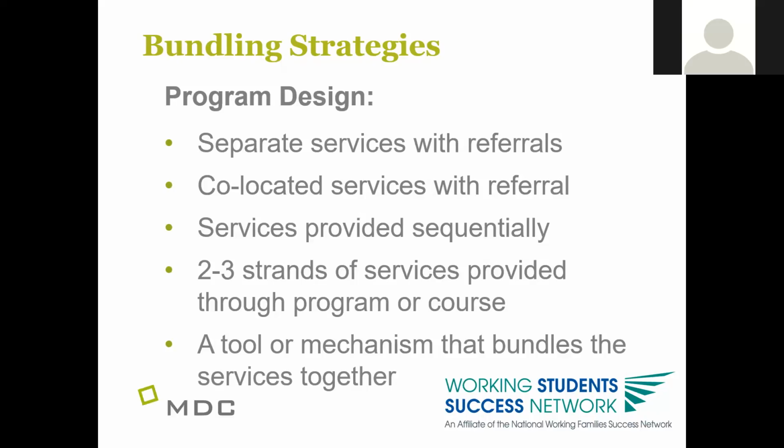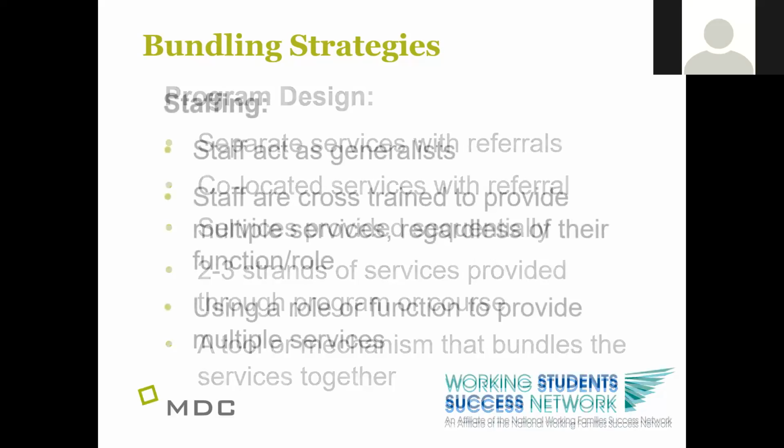Then there's having two or three of the strands of services provided through a program or course. This is what many of you are already doing with your student success courses, by including information about benefits and financial literacy, and coupling that with college success skills. And then finally, using some sort of mechanism that bundles the services together. For example, if you offer a performance-based scholarship that incorporates the services from all three areas as requirements for receiving that scholarship. And this would be something like having the financial coaching sessions and job readiness and search services as requirements for receiving any of those scholarship funds, or before the multiple disbursements are made for those funds.